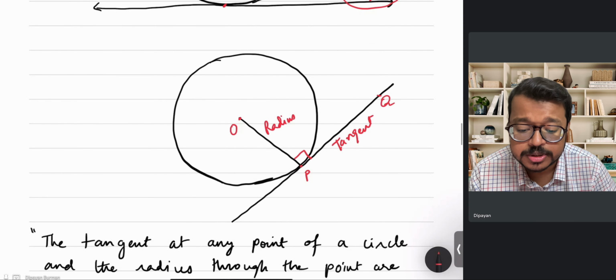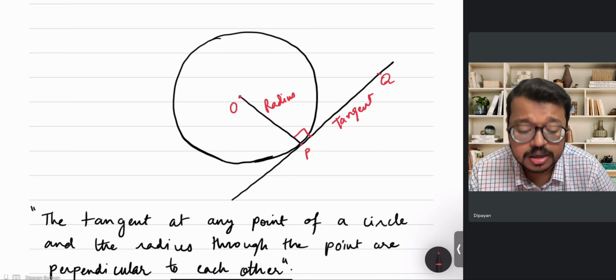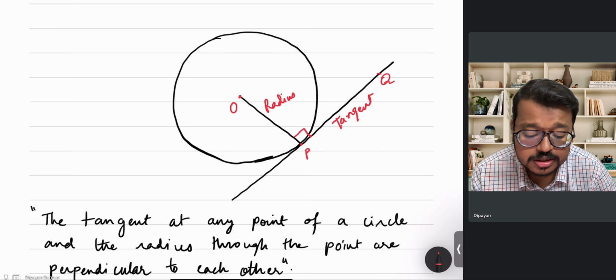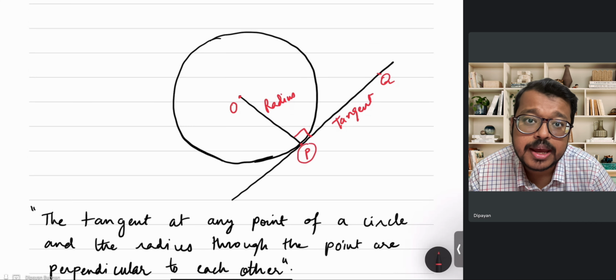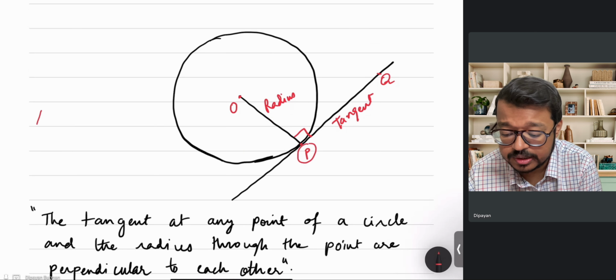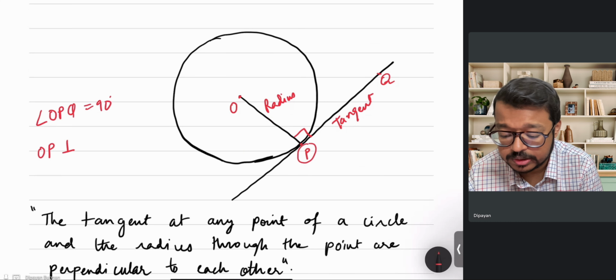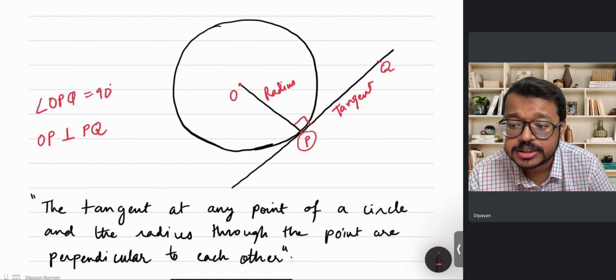So there are some theorems based on tangents. The first theorem is about if I have a tangent to a circle, let's say in this figure PQ is a tangent and the tangent is touching the circle at point P. And if I draw the radius at point P, so let's say OP is the radius, then the radius and tangent will be perpendicular. So I can say that angle OPQ will be equal to 90 degrees, or I can say OP is perpendicular to PQ. So this result is always true. This statement is always true.